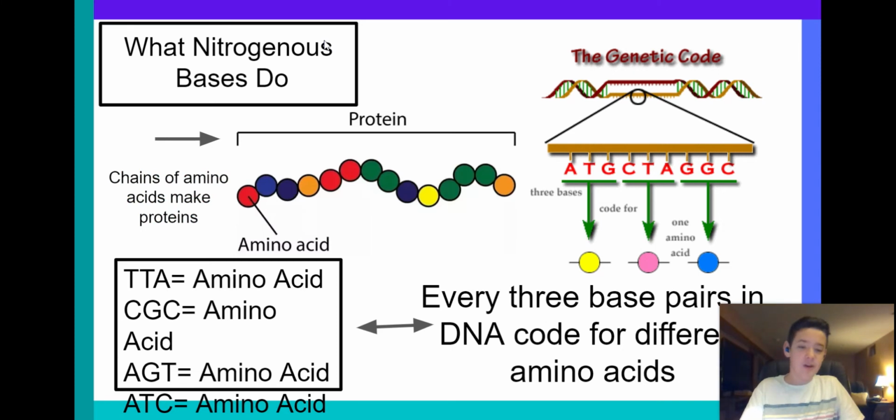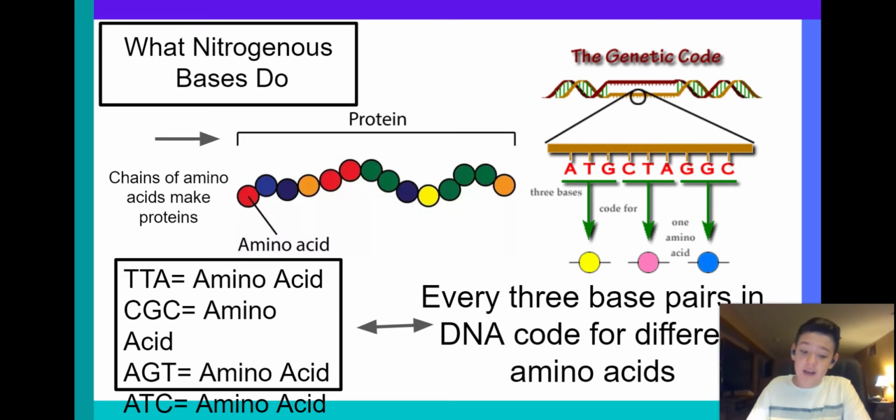So every three nitrogenous bases code for an amino acid, and chains of amino acids make proteins. According to Discovery Education, when genes produce proteins, it is called the expression of proteins. It is the process of coding in the genes being used to construct something in the body, and it leads to traits like eye color, hair color, and height.